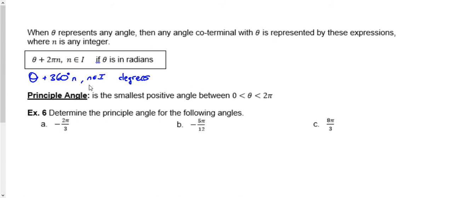If I'm starting off with a negative answer, I want to find the first positive answer possible, so I'm going to go negative 2 pi divided by 3, and I'm going to add on plus 2 pi. And if I run this on my calculator, I should get 4 pi over 3, and that's going to be my principal angle, and it's going to be coterminal to negative 2 pi over 3. Here again, I have a negative angle, so I'm going to add on 2 pi.